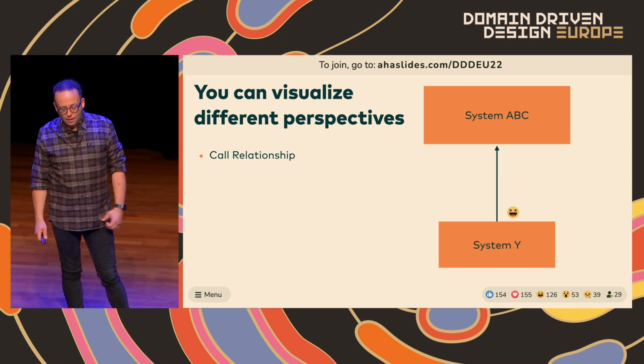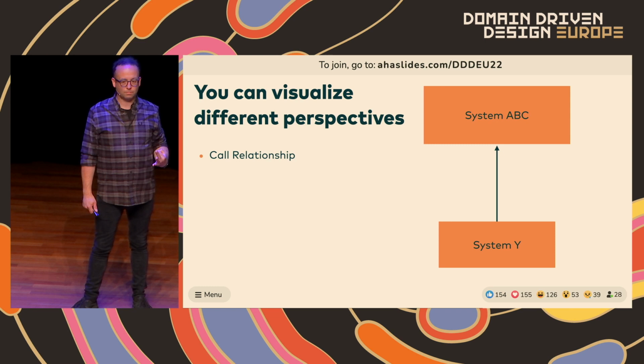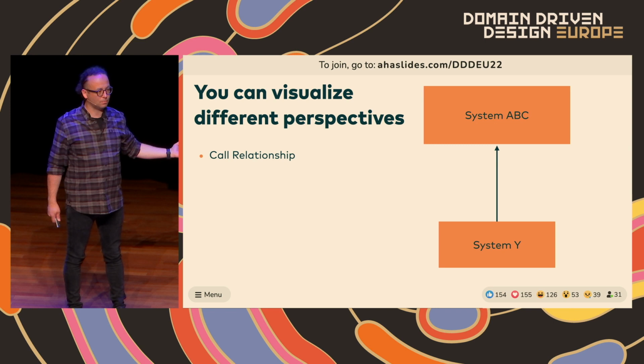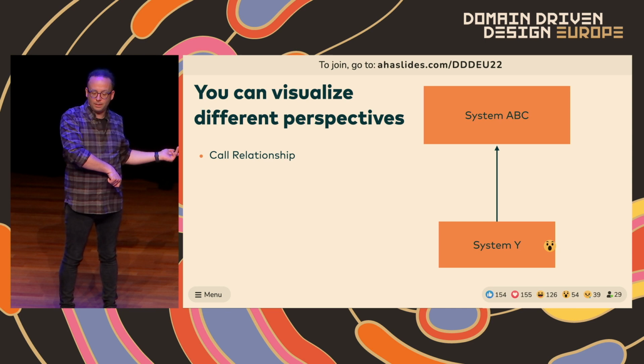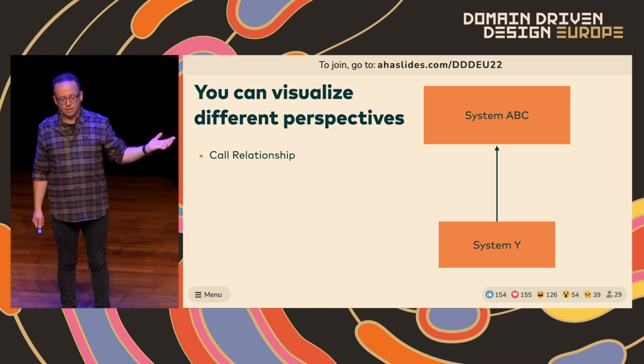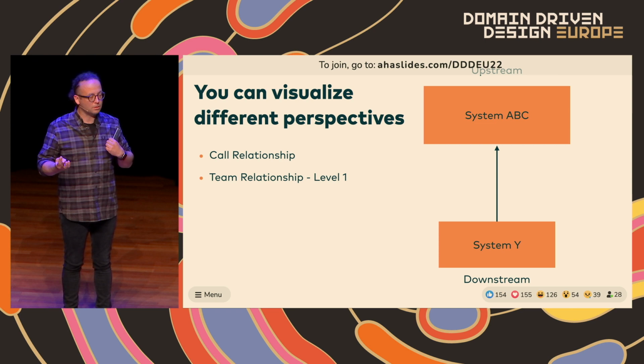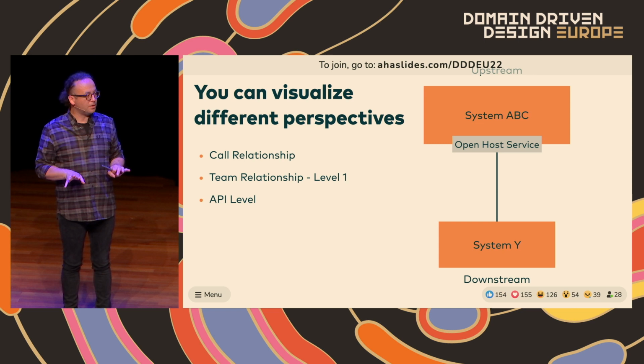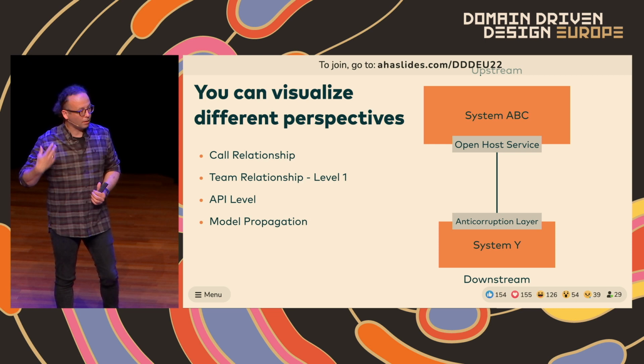So let's sum this up a little bit. In my eyes, you can visualize different perspectives with context maps. And you don't need to visualize all perspectives at once. So if you're just interested in a certain perspective, you just pick the patterns from that perspective. So you can start off with call relationships, something you probably already have. And then you can take a look at the first level in team relationships or team dependencies, upstream, downstream, for instance. You can say, oh, where do we have APIs? Where are open host services? How about the model propagation, with anti-corruption layer, conformist, and so on.